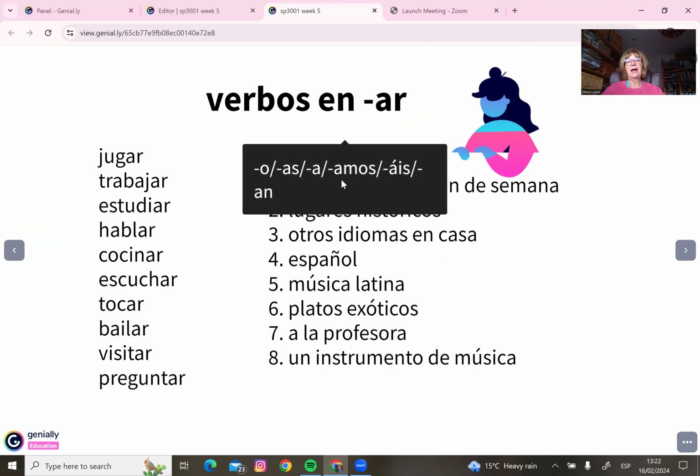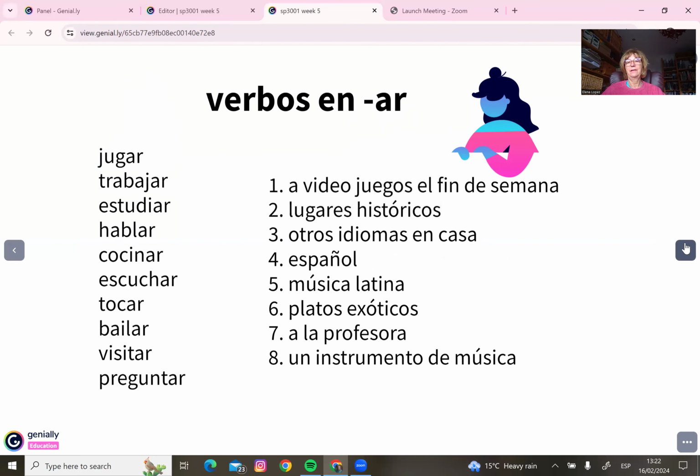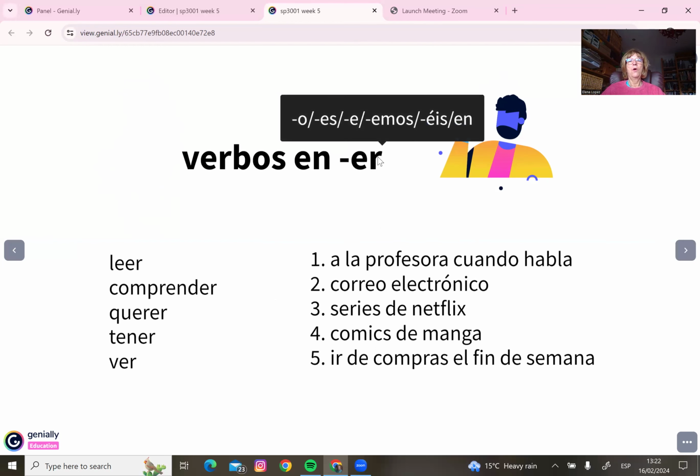O, as, a, amos, áis, an. O, es, e, emos, éis, en.